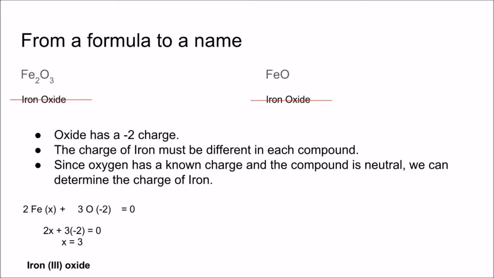Let's try it again with FeO. So I've got one iron atom being added to one oxygen atom with a -2 charge, and the whole thing has to add up to 0 because it's neutral. So if I rewrite it, x plus 1 times -2 equals 0, x equals 2. That means that the name of the compound is iron 2 oxide.